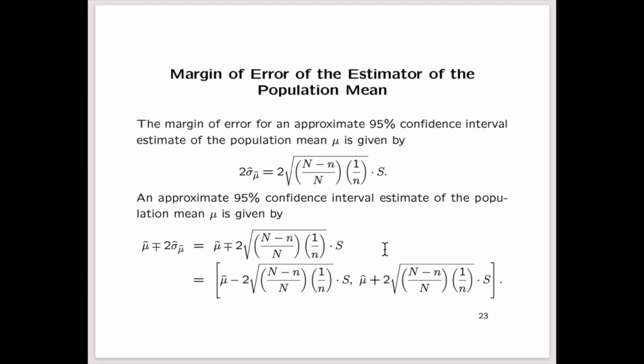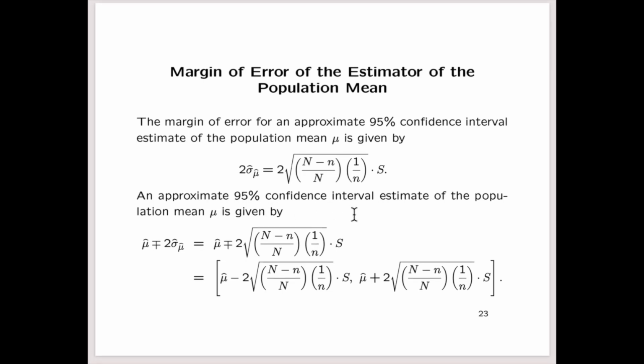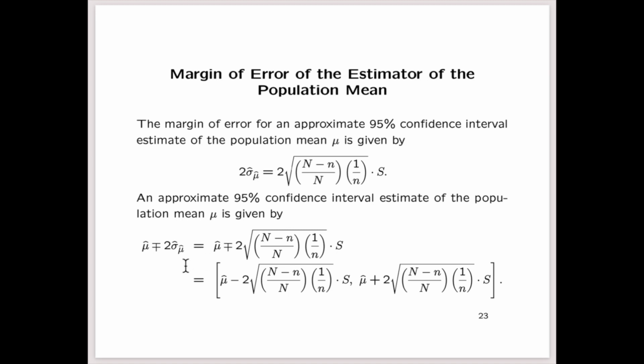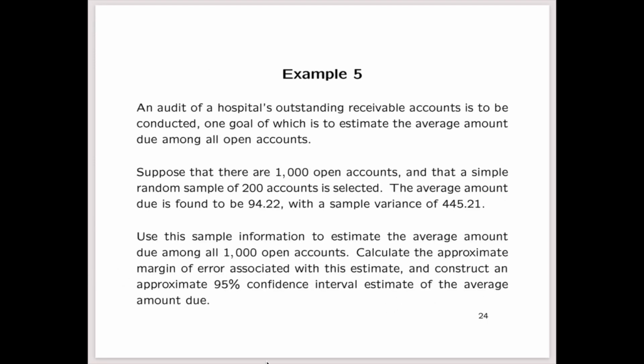All right. Now, once we have the margin of error for an approximate 95% confidence interval for mu, then we can very easily construct the confidence interval by subtracting this quantity from mu hat to get the lower endpoint and adding that quantity to mu hat to get the upper endpoint. Okay, and so this is the form for that confidence interval. We have mu hat minus the margin of error to get the lower endpoint, and mu hat plus the margin of error to get the upper endpoint. So let's look at an example.